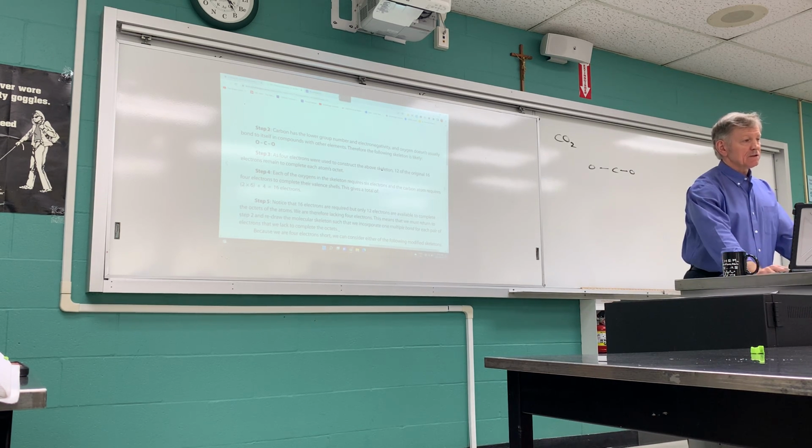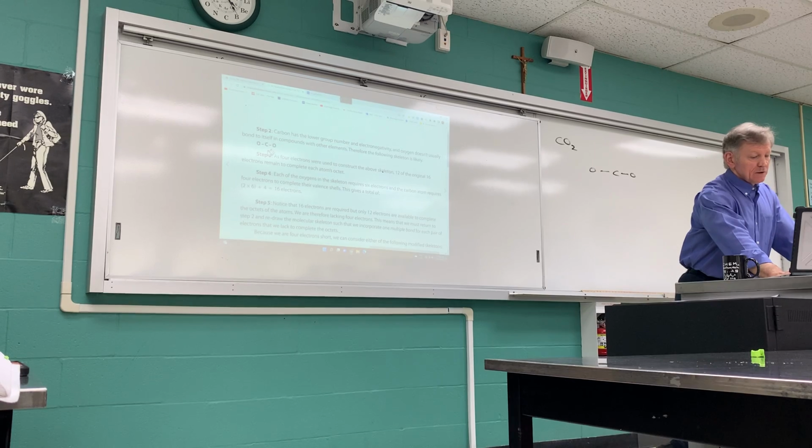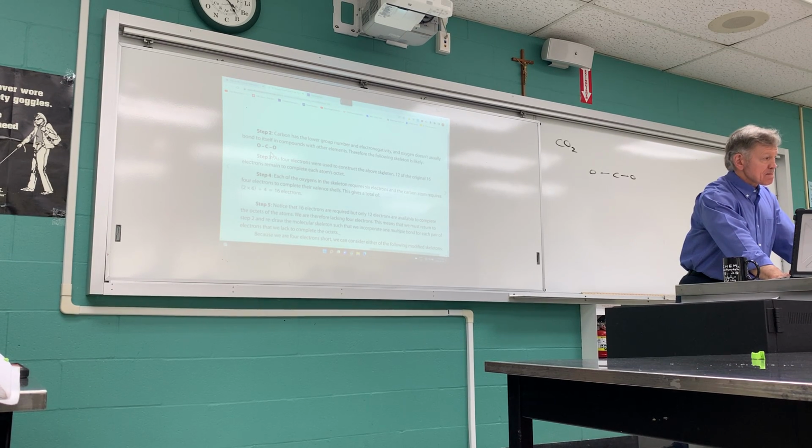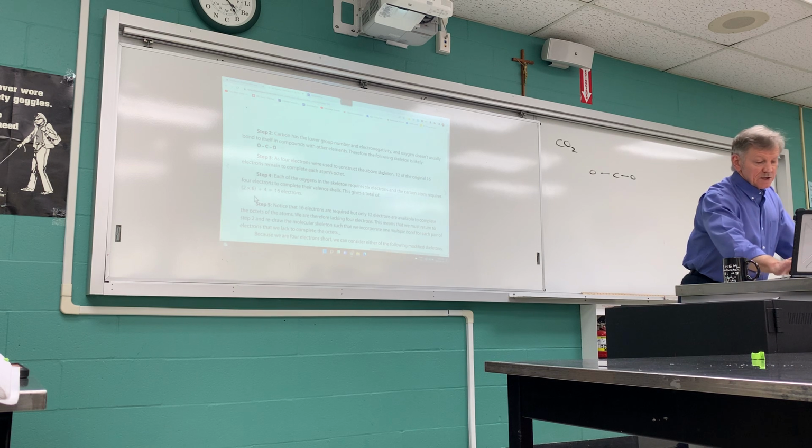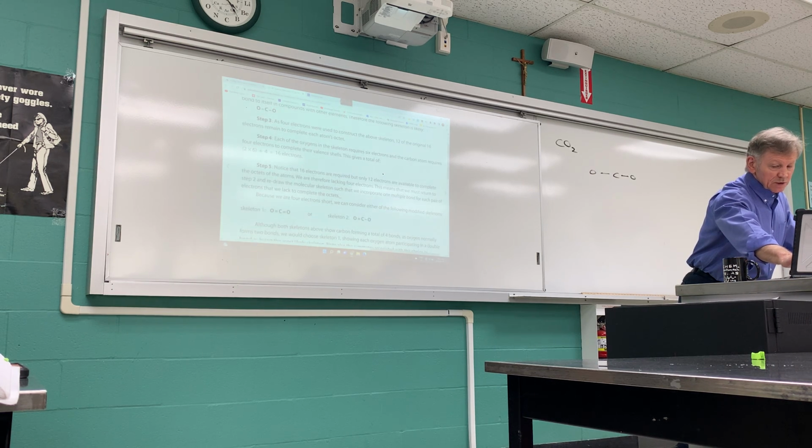Keep going. To draw that skeleton, we've used 4. We've got 16, so there's 12 left. But how many do we need? Each oxygen needs 6, right? Carbon needs 4. So we need 16, we've only got 12. And nothing in this combination can violate the octet rule. So notice that 16 electrons are required, but only 12 electrons are available.